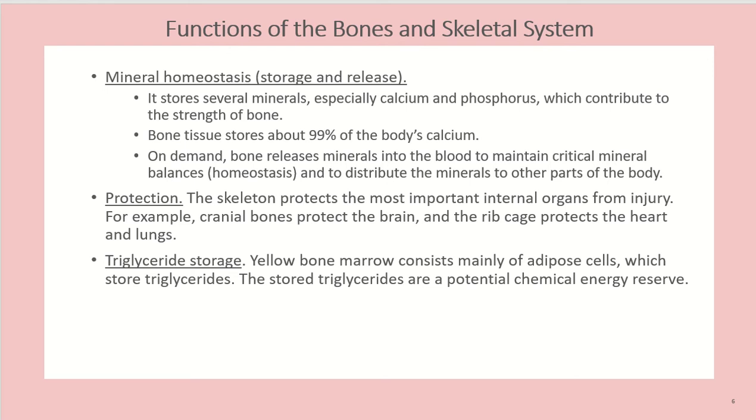And then our last function is going to be triglyceride storage. So we've mentioned these yellow and red types of bone marrow, and we mentioned that red bone marrow produces blood cells. Well, yellow bone marrow is going to consist primarily of adipocytes, and this is where we're going to store large amounts of triglyceride. So these stored triglycerides are going to be a potential energy reserve that the body can use in times of need.